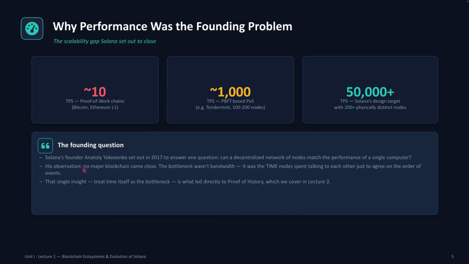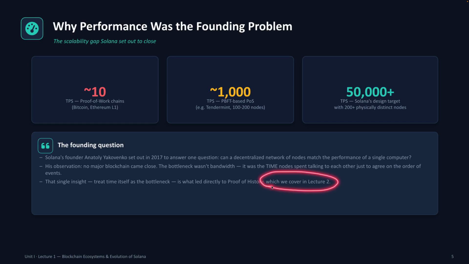No major blockchain came close. The bottleneck wasn't bandwidth. It was the time spent by the nodes talking to each other just to agree on the order of events. This single insight treated time itself as the bottleneck. And that is what led directly to proof of history, which we are going to cover in lecture 2.